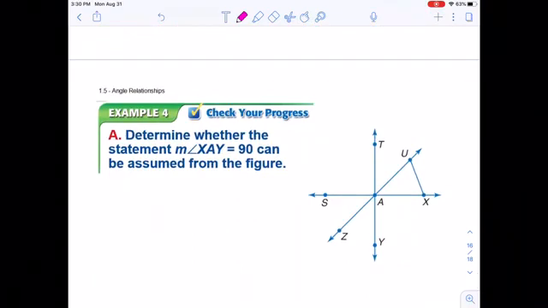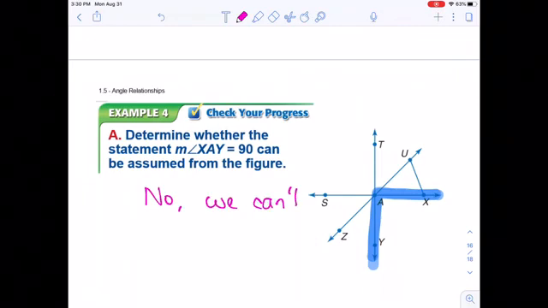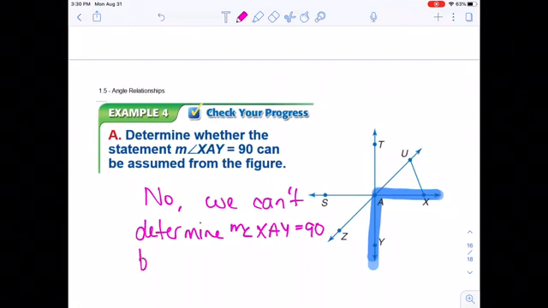This diagram you can't really say too much about, so when asked to determine whether the statement, the measure of XAY equals 90, can be assumed from the figure, we have to say no, even though it looks very much like it would be. I'm going to say no. We cannot determine this because we don't have enough information.